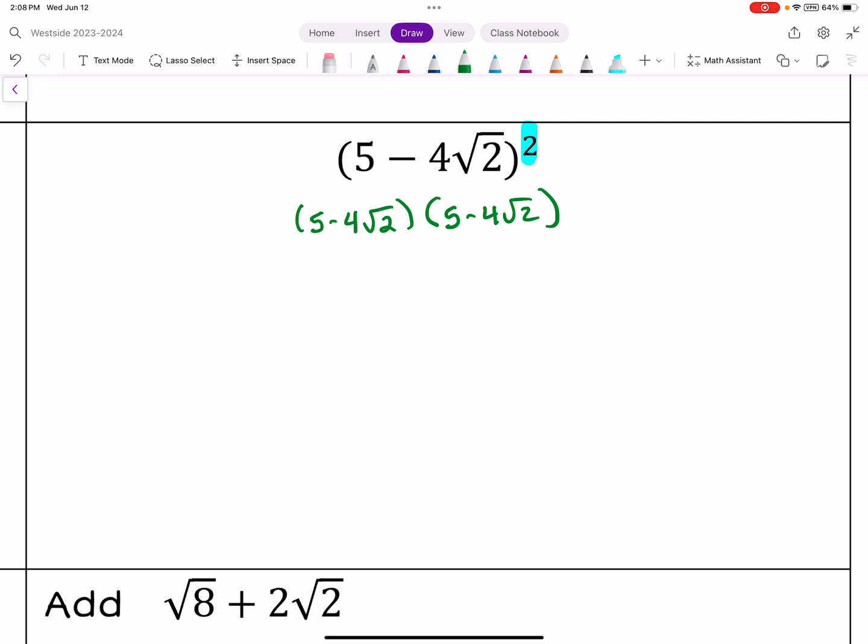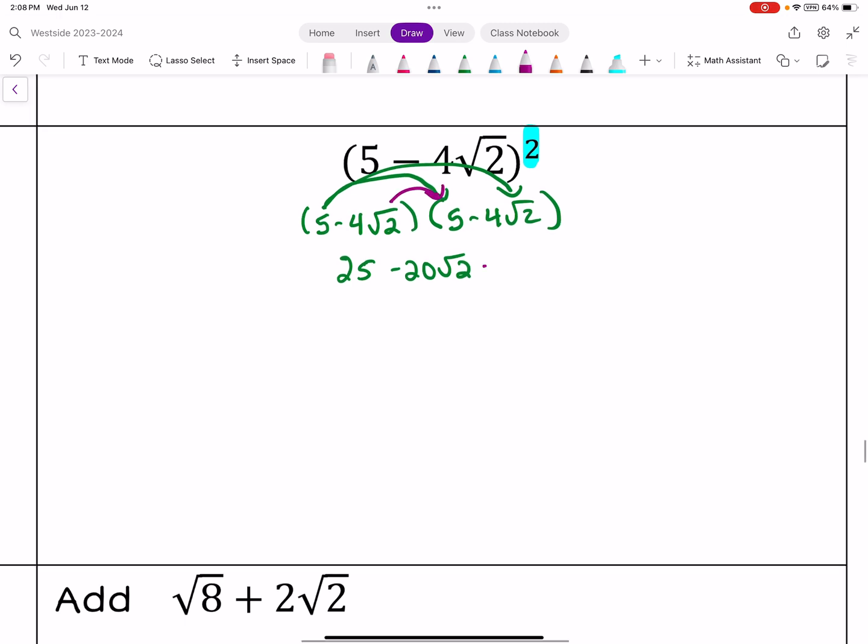So I'm going to go ahead and double distribute. 5 times 5 is 25. 5 times negative 4 square roots of 2 is negative 20 square roots of 2. I'm going to switch to my other term. So negative 4 square roots of 2 times 5 is negative 20 square roots of 2. And then I'm going to go ahead and multiply this. So negative 4 square roots of 2 times negative 4 square roots of 2.